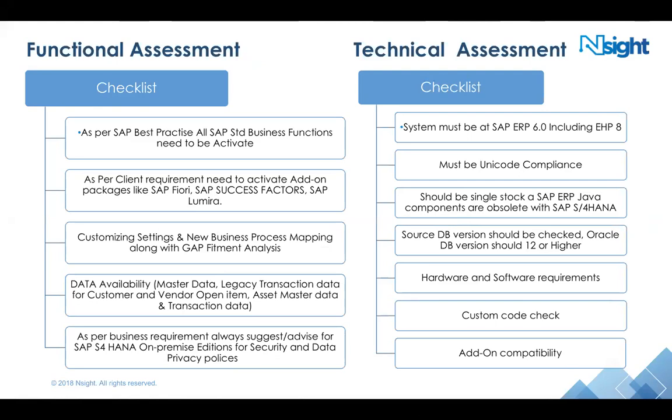So a functional assessment will be more around your process checks to make sure the processes are available. On the technical side, as we are going to talk about, your system compliance, your sizing, your Unicode compliance, if you are upgrading from an existing ERP to an S4 HANA system. And most importantly, your custom code checks that we are going to talk about in the next slide.